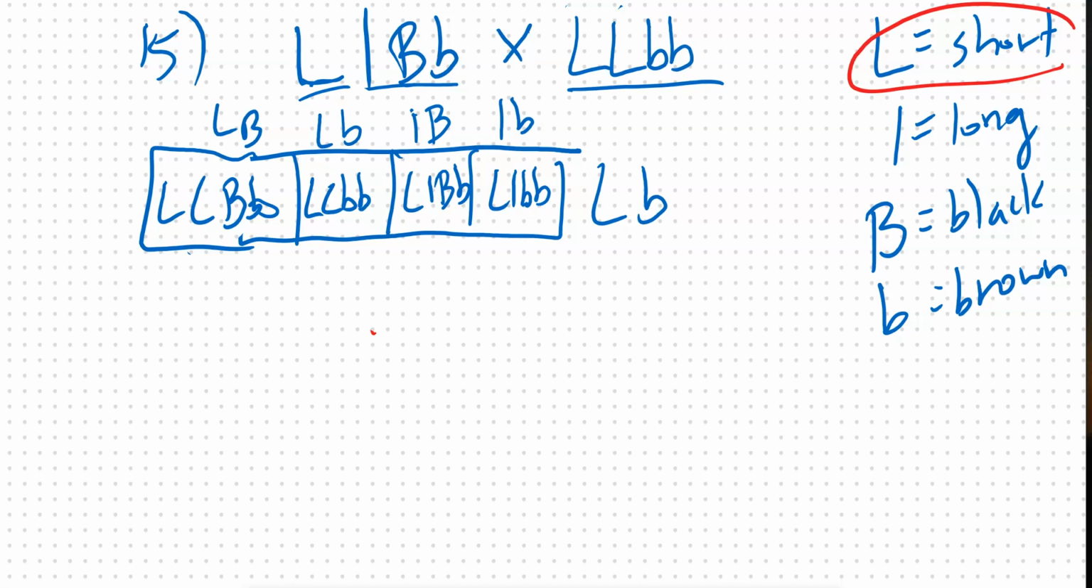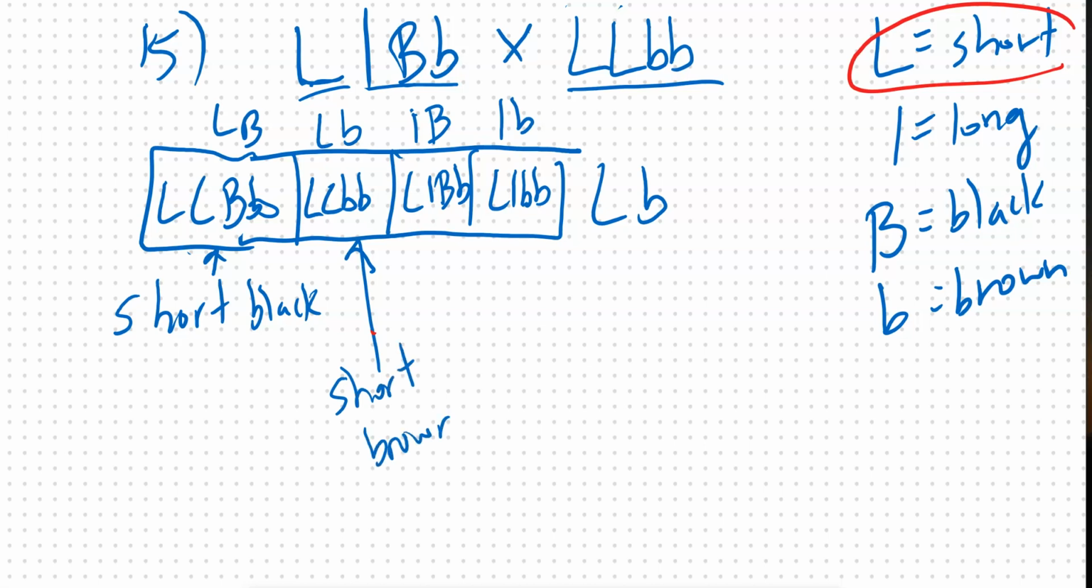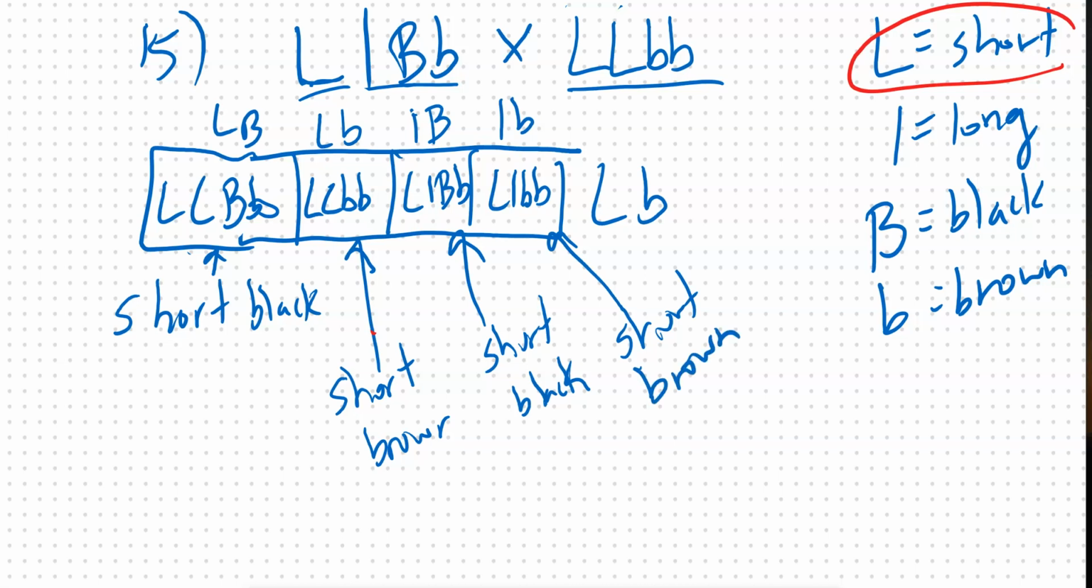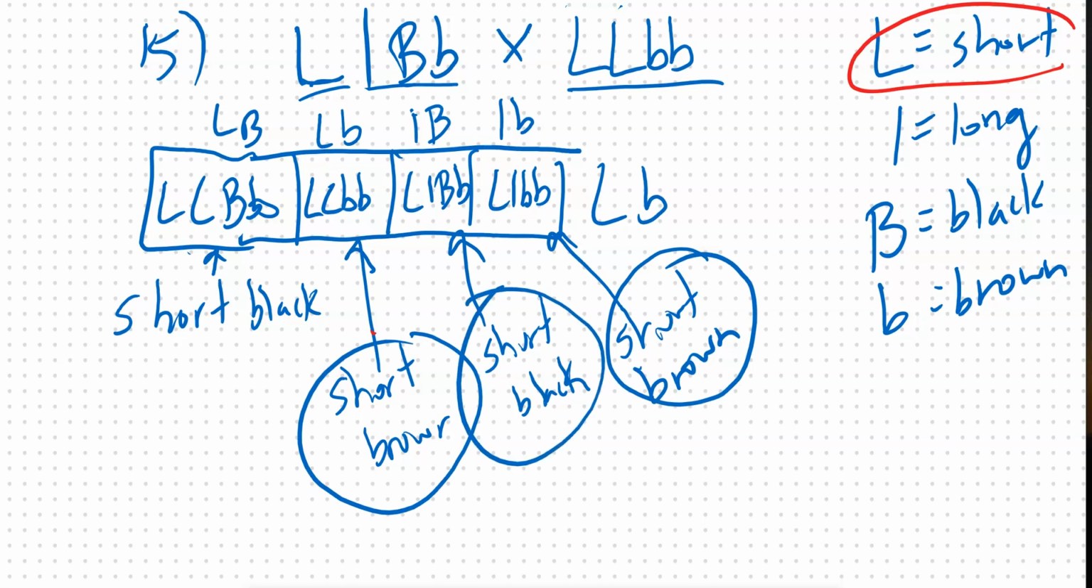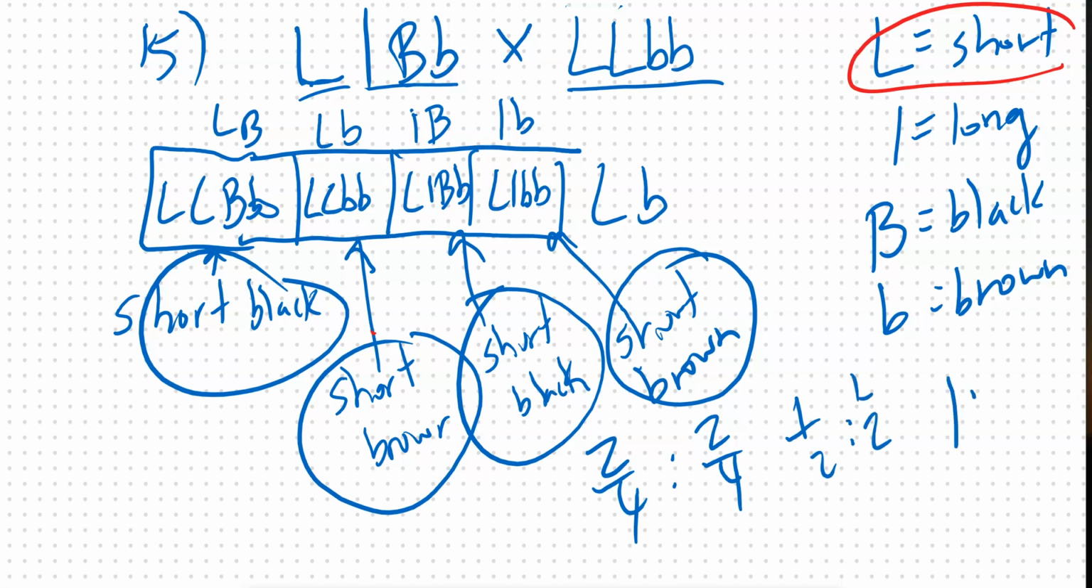So this one is short and black. This one is going to be short and brown. This one will be short and black. And this one is going to be short and brown. So 2 are short and brown, 2 are short and black. So 2 out of 4 short brown, 2 out of 4 short black. That ends up reducing to 1/2 and 1/2. So it's a 1-to-1 ratio. I'll let you guys do part C on your own.